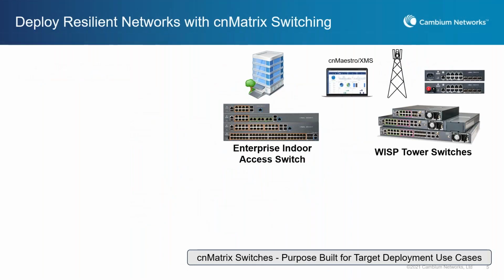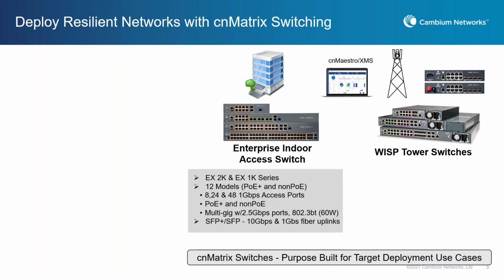And about the switches. I have two families of switches that I'm showing here. I'm showing just a few of the SKUs. On the left side, you see our EX family of switches. These are our enterprise access switches, designed for the access layer of your network or the edge of the network. On the right, you see our WISP or tower switches, and these are designed for tower type of deployments. So about the enterprise switches, we have all the different port counts and speeds and feeds that you would normally expect. We have two series of enterprise switches. We have the EX2K and the EX1K.